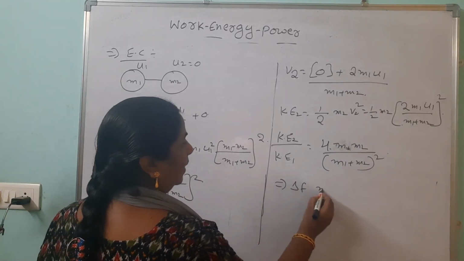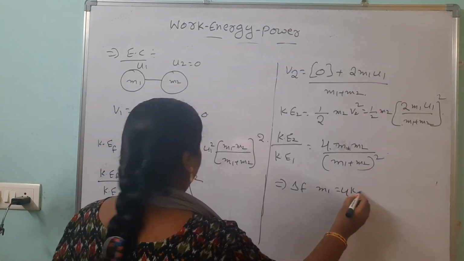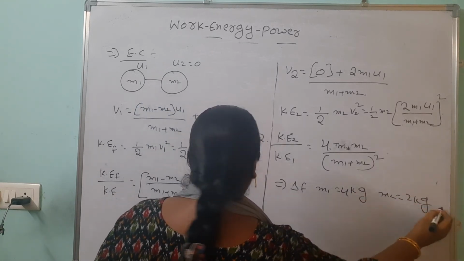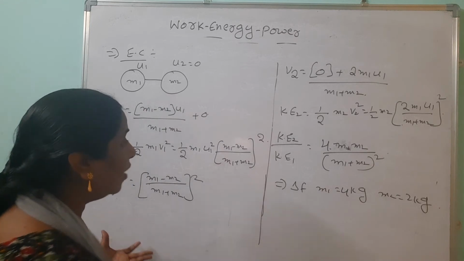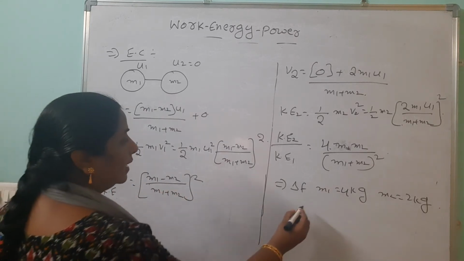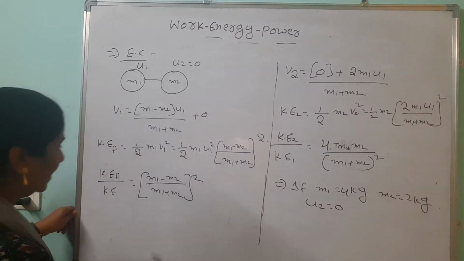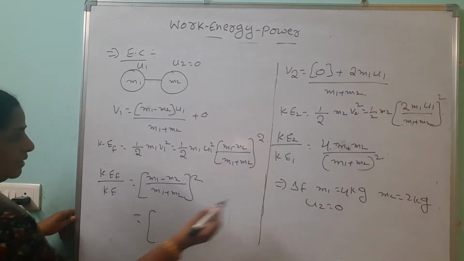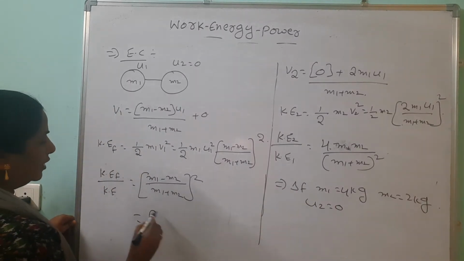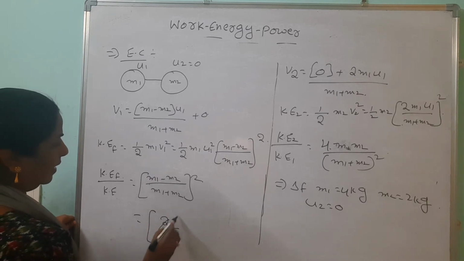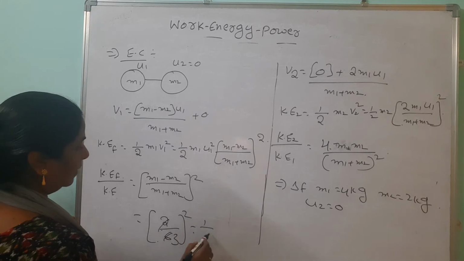If M1 is 4 kgs, M2 is 2 kgs, then how to find out the, here clearly they said U2 equals to 0. Find the fraction of kinetic energy of the first body. For the second body means here 4 minus 2, how much? 2 by M1 plus M2, which is 6. Answer is how much? 1 by 9.